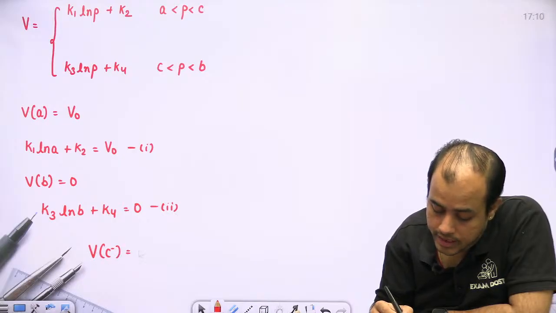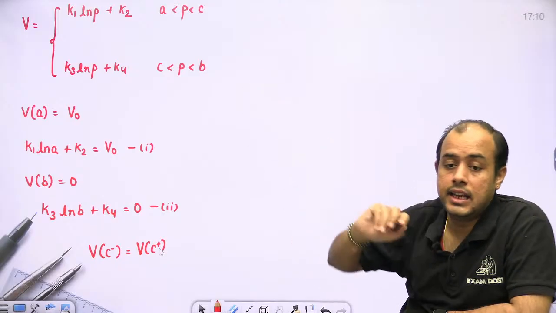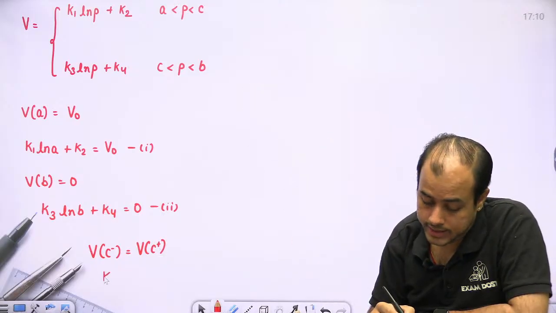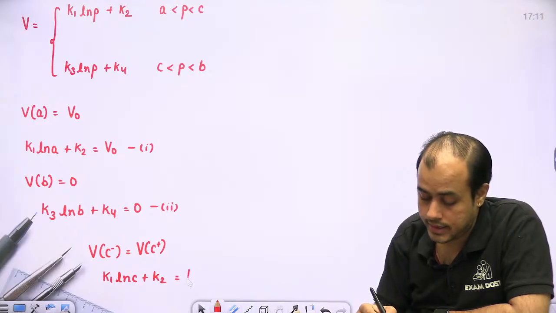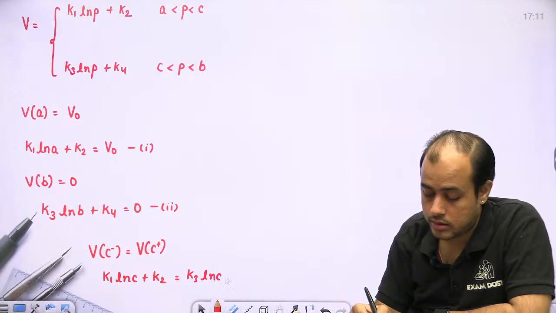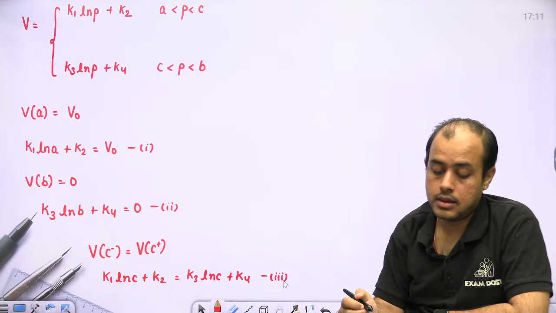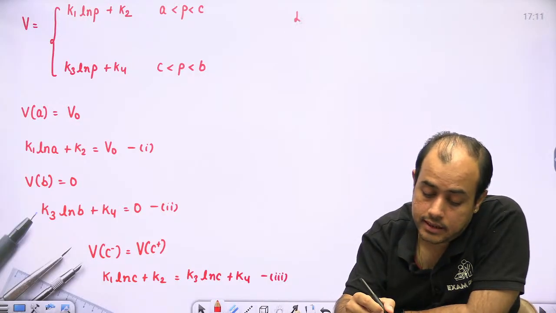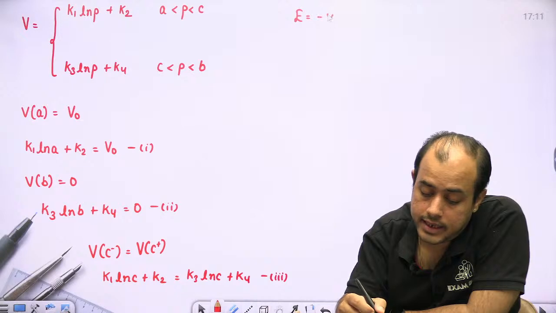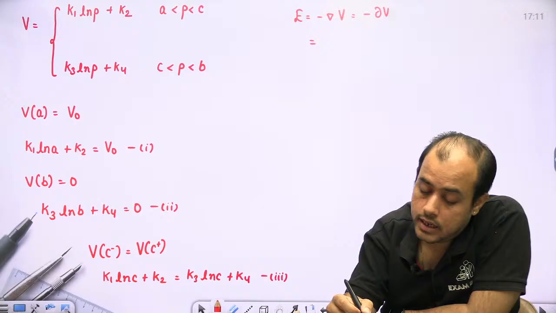Potential at C minus should be same as C plus. यानी कि at C, the left hand limit should be equal to right hand limit. K1 log C plus K2 is K3 log C plus K4. Third equation. For the fourth equation, na beta, I have to frame the electric field. Electric field is minus gradient of potential. So minus del V by del rho, a rho cap.